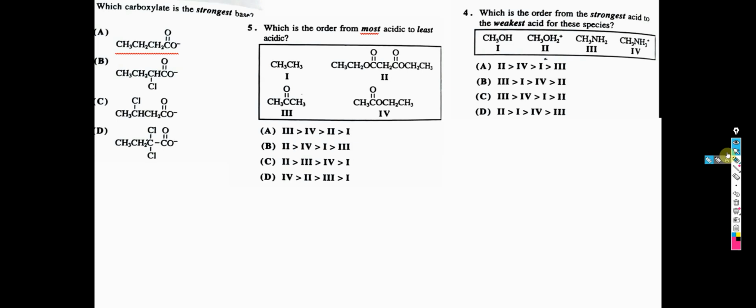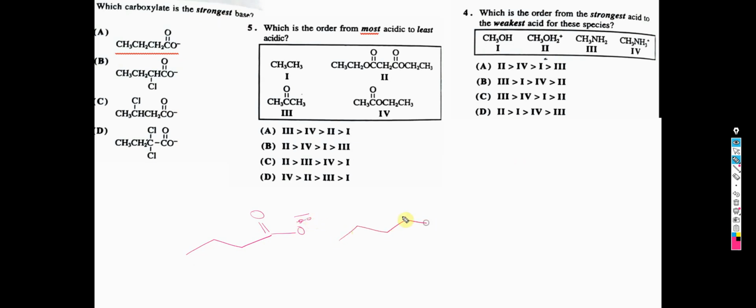So in this video we will talk about acid-base chemistry. The first question asks you to identify the strongest base. The strongest base is going to be the one which will have the most electron density, and therefore we have to judge it based on which oxygen here has the highest electron density.